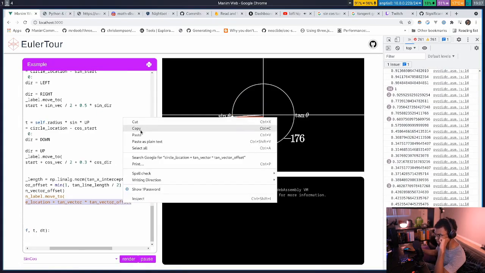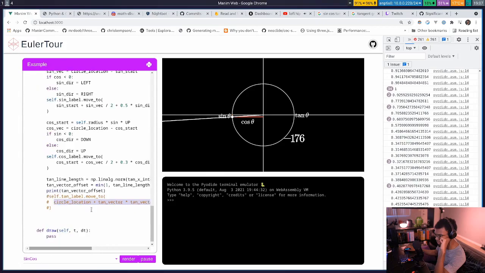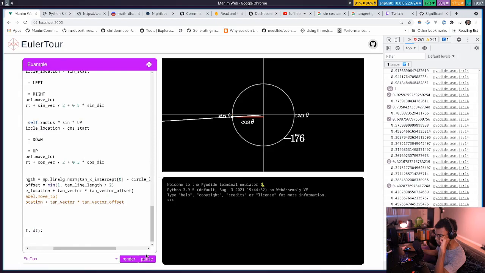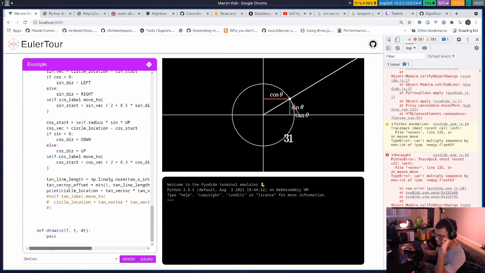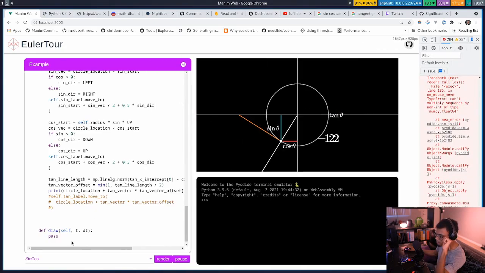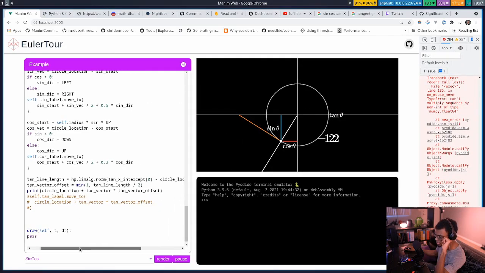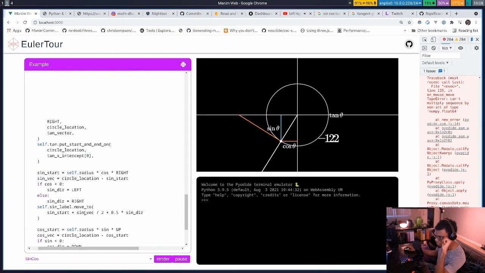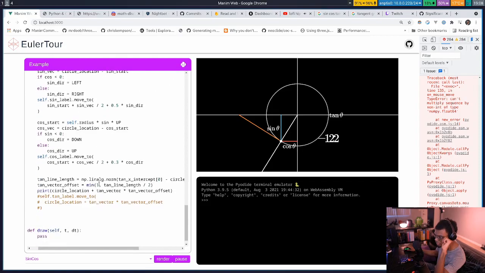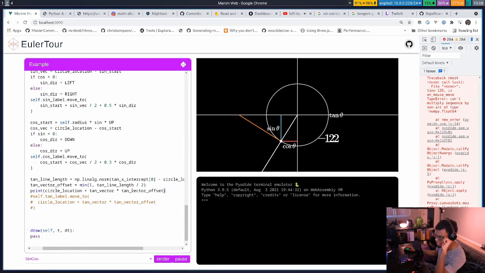Okay, let's see if this is just a location like I think it is. And it's not. Something's wrong with that expression, this one: circle location plus tan vector times whatever. It must mean the tangent vector isn't what I think it is. It must.